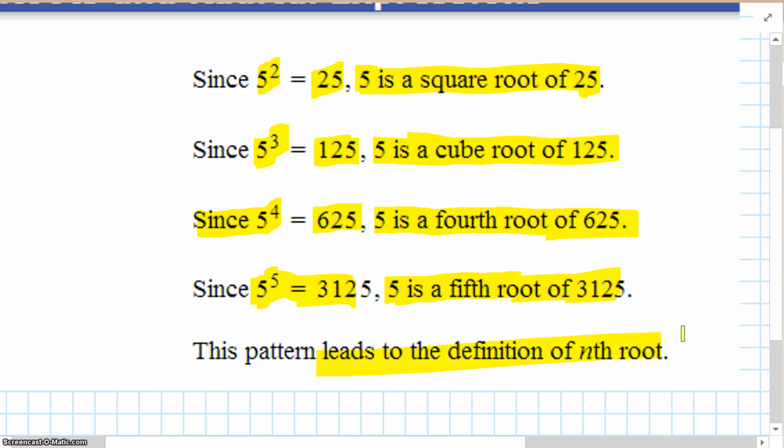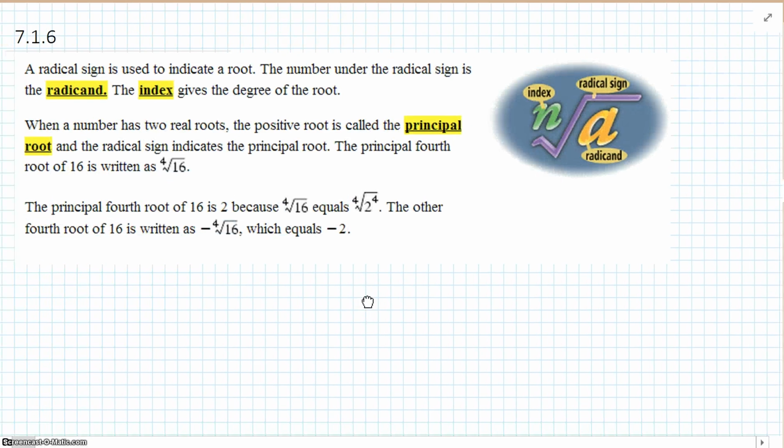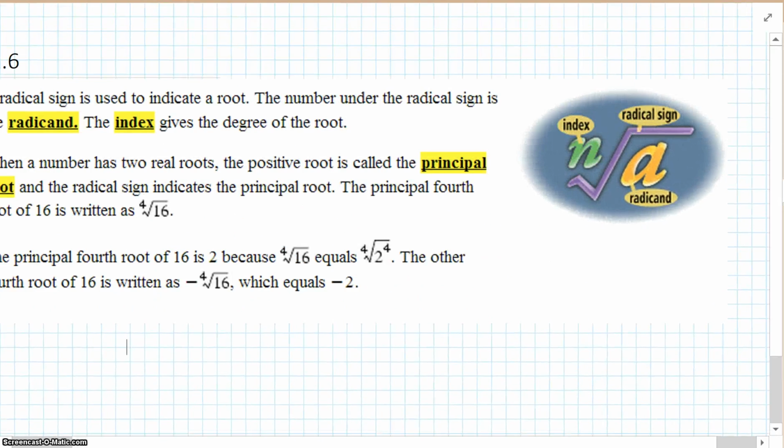This pattern leads to the definition of what an nth root is. For any real numbers a and b, and any positive integer n, if a to the nth power equals b, then a is an nth root of b. Okay, now that we've talked about our language, let's talk about something that we've used in the past.